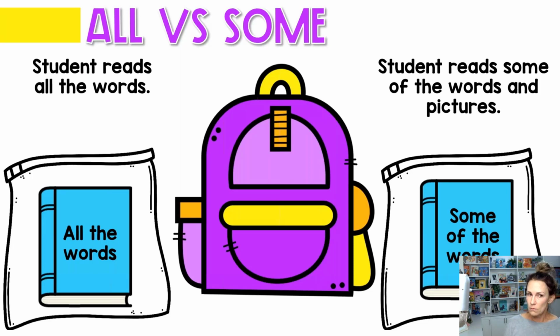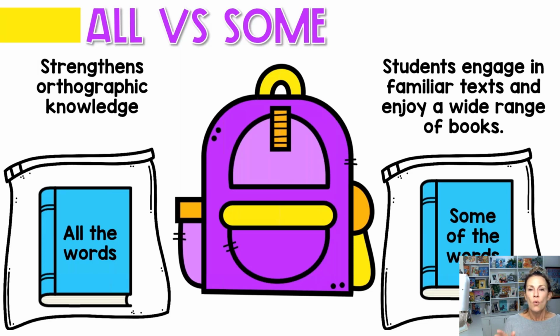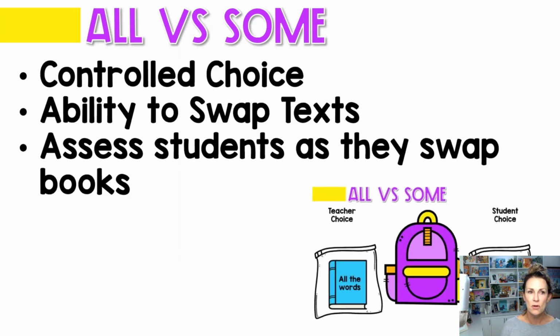So again, the decodable book is where they're going to have all of the words, and some of the words are going to be maybe your old leveled library, maybe classroom books. One of those bags is going to help strengthen the orthographic knowledge, right? The other one is going to help them engage in familiar text and enjoy a wide range of books that they can read. So there are benefits to both of those. We want to make sure we have some controlled choice. We want to give students lots of opportunities to swap text.